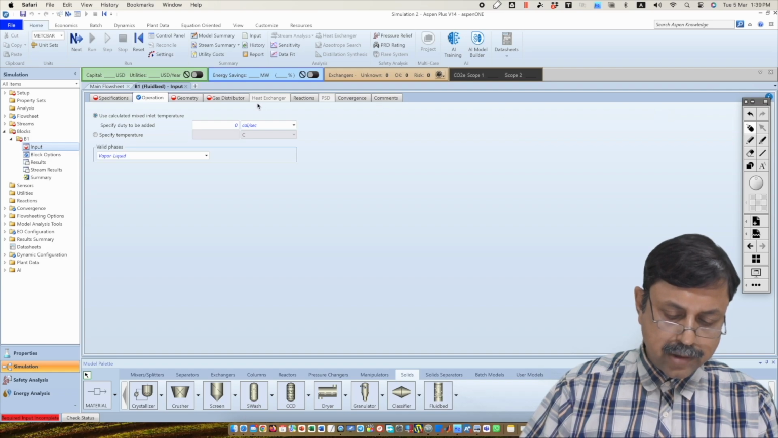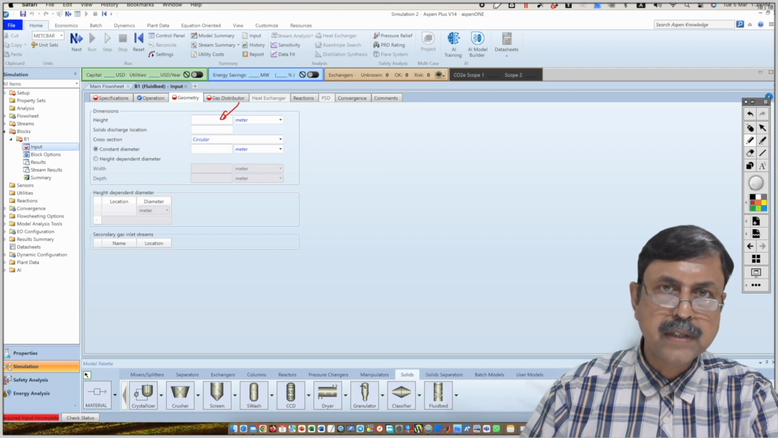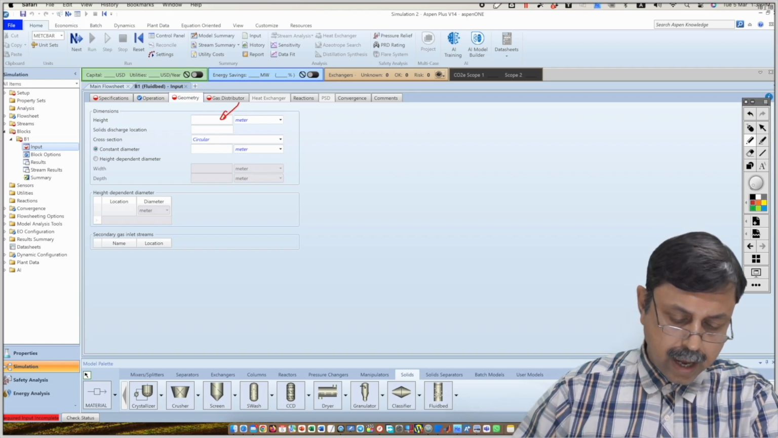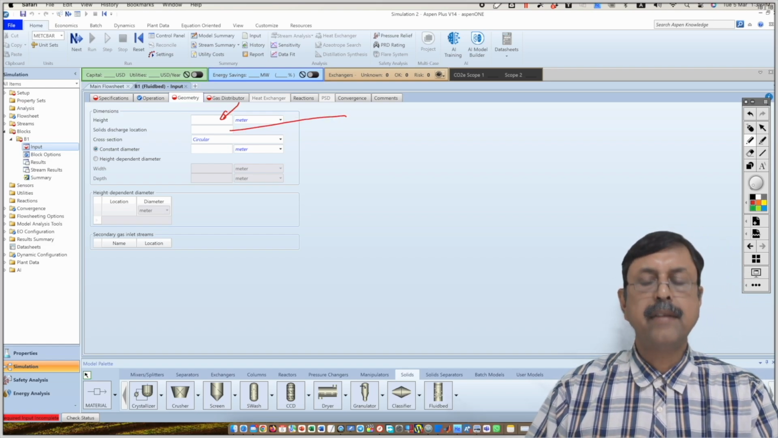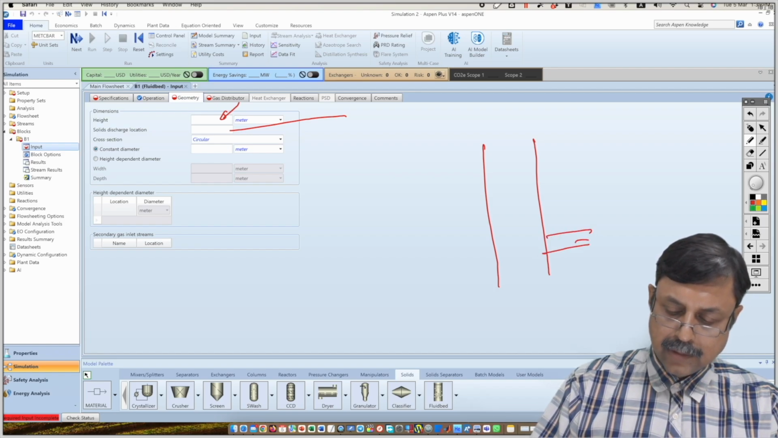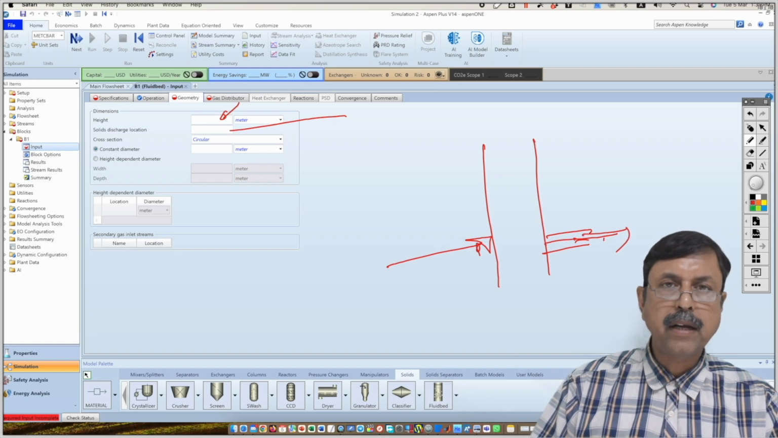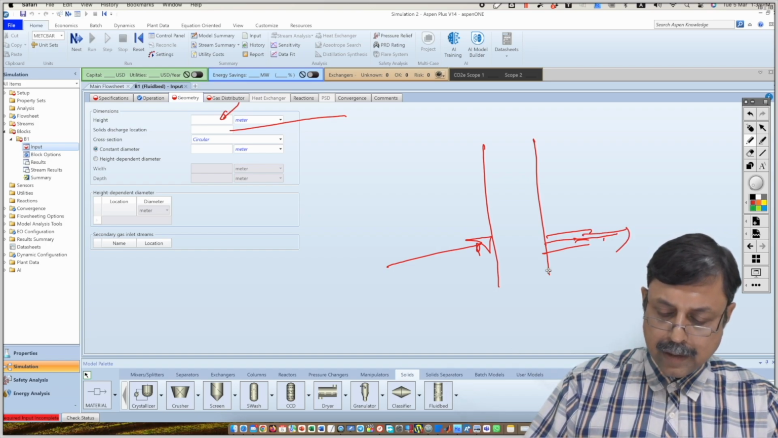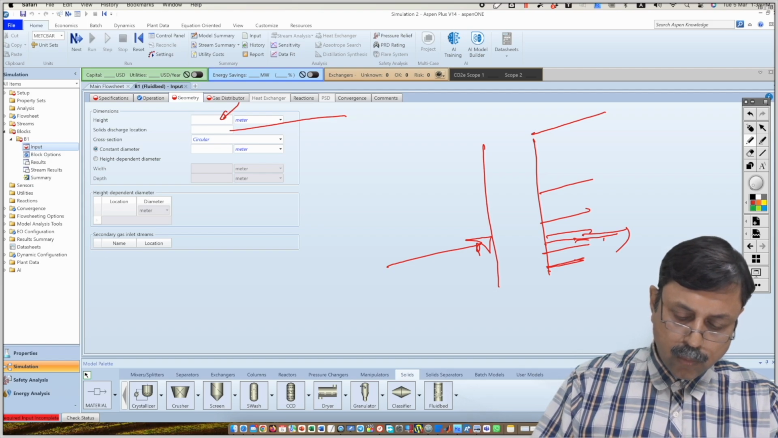Next comes the geometry. In geometry, you have to specify the height of the vessel and the solid discharge section. Solid discharge section means at which point of the height the solid will be discharged. You have an inlet of the solid, right? And the exit point is not mentioned. So whether you take out from here or here, or here or here, that you have to specify with a fraction between 0 and 1.